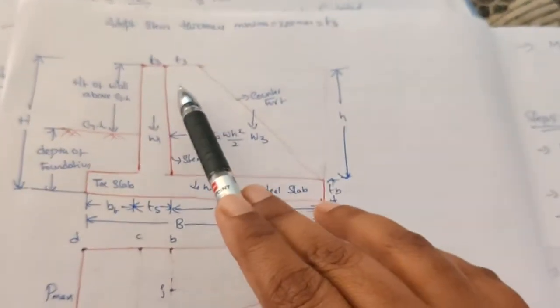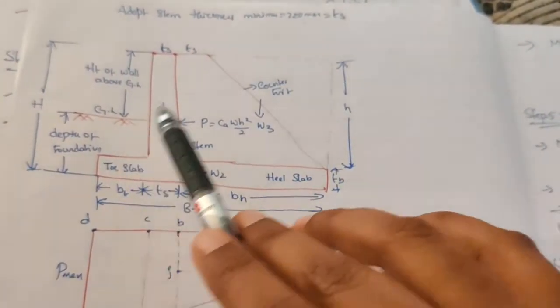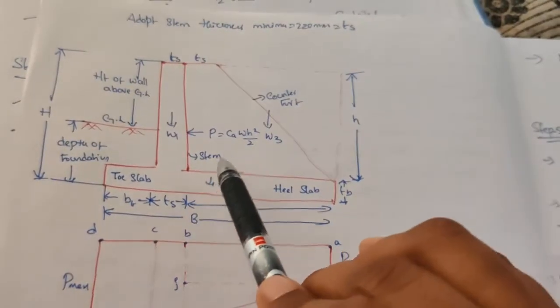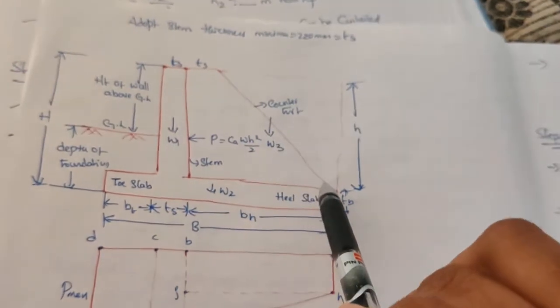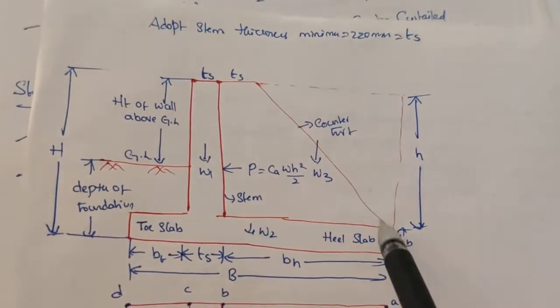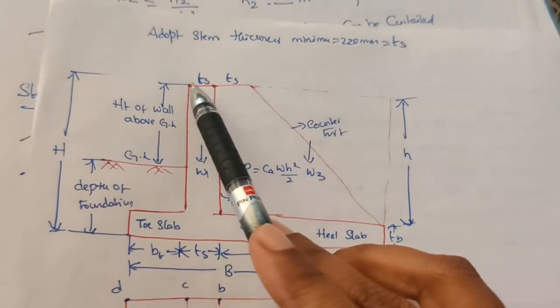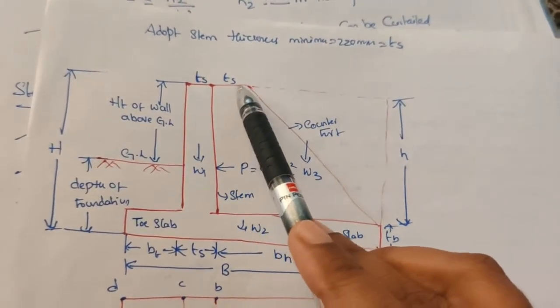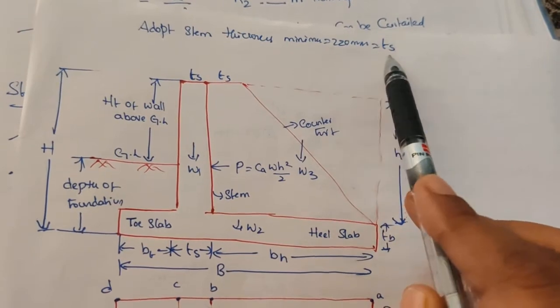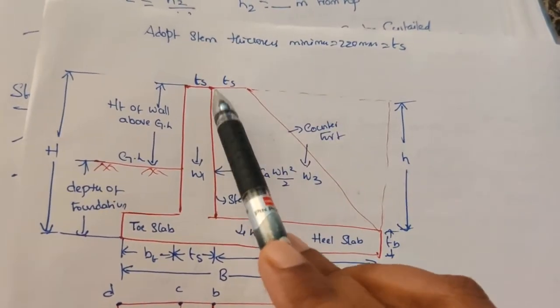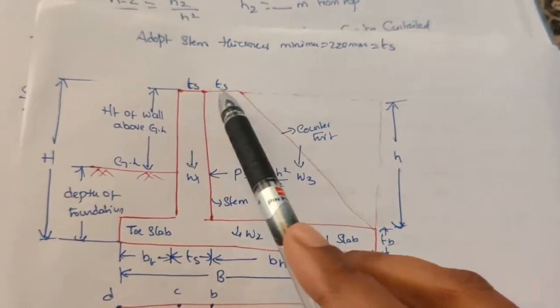As you can see here, this is the basic drawing of the counterfort retaining wall. It is the same as the cantilever retaining wall, but we are providing the counterforts. This one is the counterfort. First, adopt the stem thickness minimum. This is the stem thickness, equal to Ts. Minimum I am taking 220 mm; depending on the height of the wall you can assume this value also.